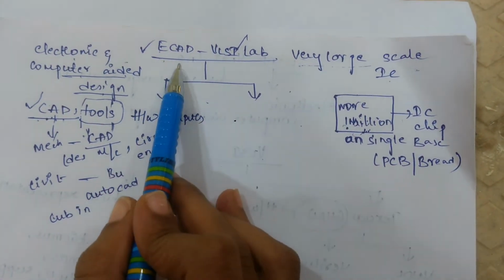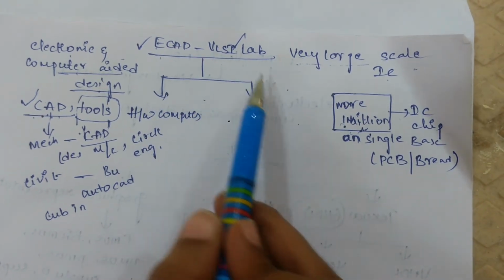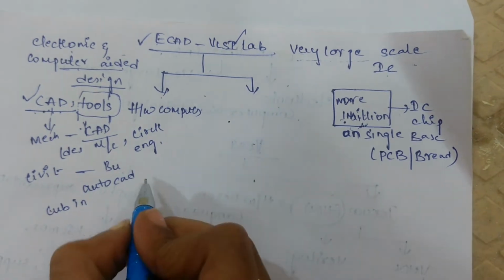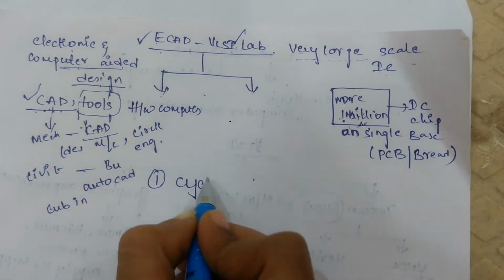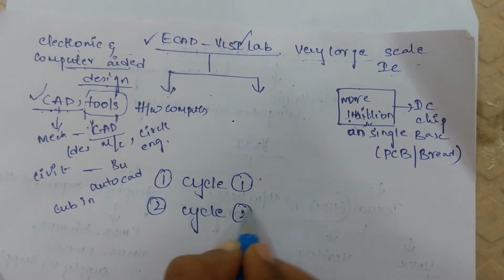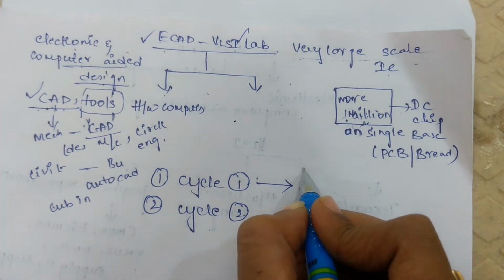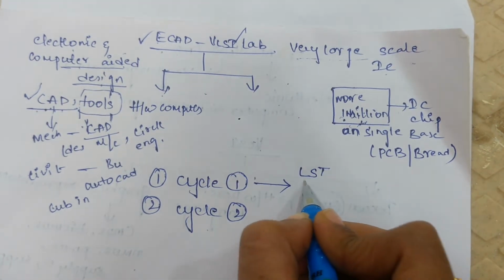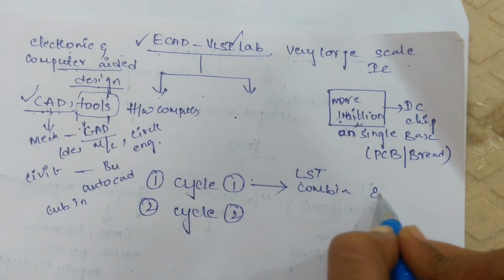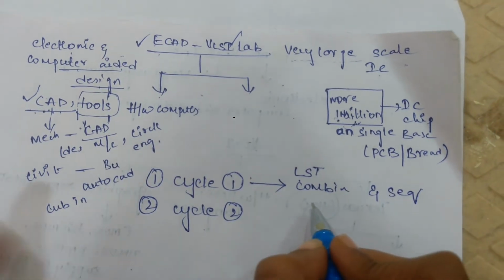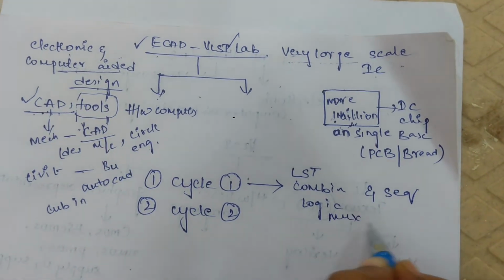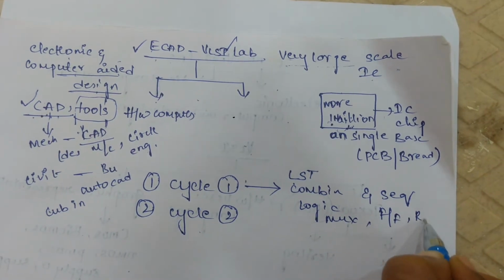Now the complete ECAD and VLSI lab of the final year first semester is classified into two cycles. The first one is cycle 1 and the next one is cycle 2. In cycle 1, whatever basics we studied in LST, namely combinational circuits and sequential circuits, are nothing but logic gates, multiplexers, flip-flops and registers.